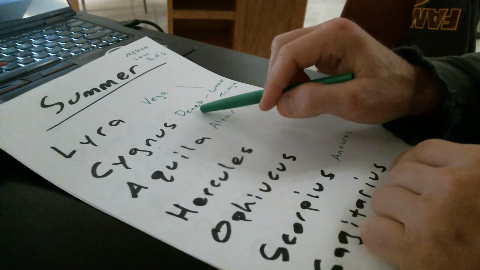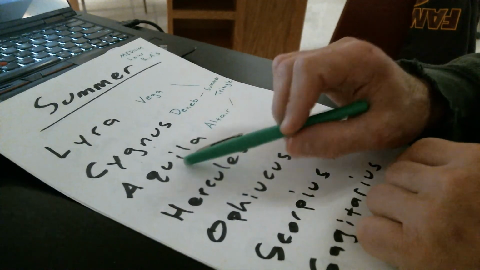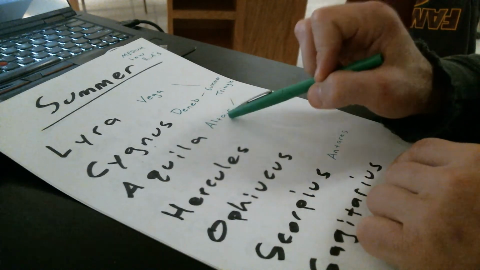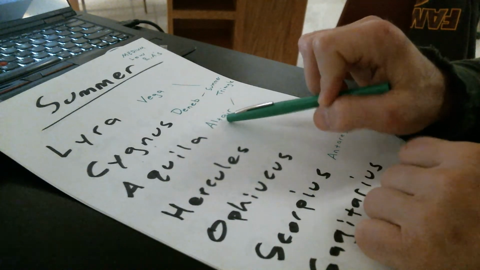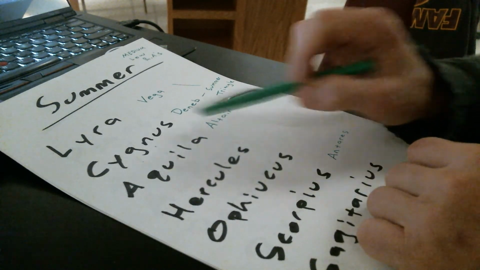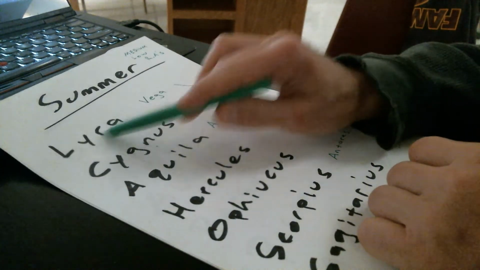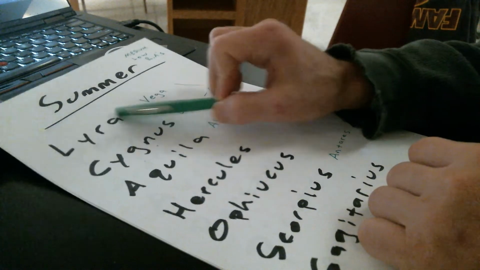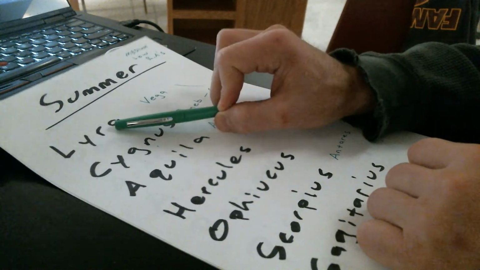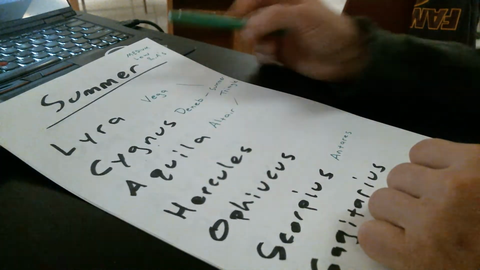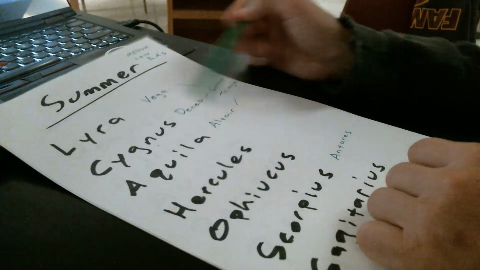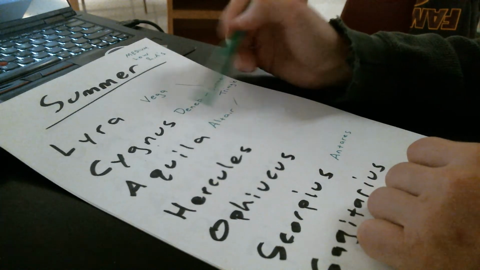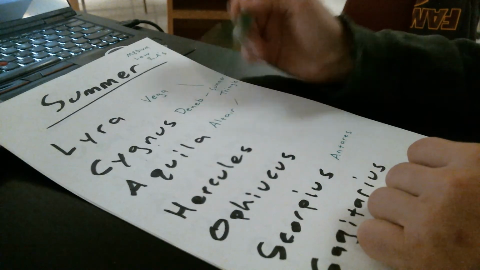All right, Deneb, and then Aquila kind of represents an eagle. Altair is the bright star in Aquila. Lyra is like a lyre, a small little guitar type looking thing. So this is a very small constellation, but it has a very bright star. It's very easily recognizable. These 3 stars are very, very bright in the summer sky, and they're very easily identifiable.